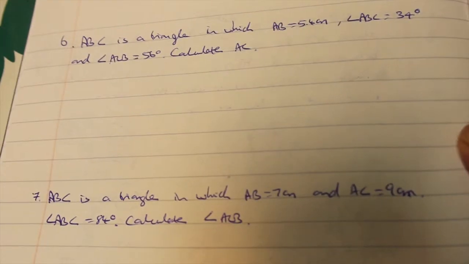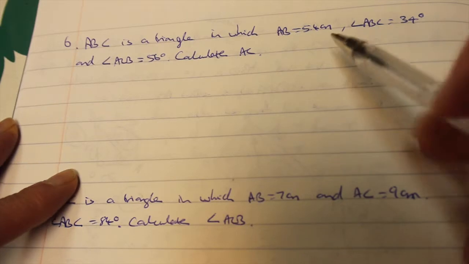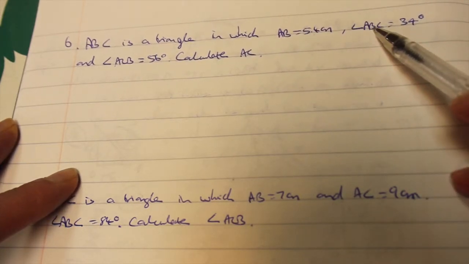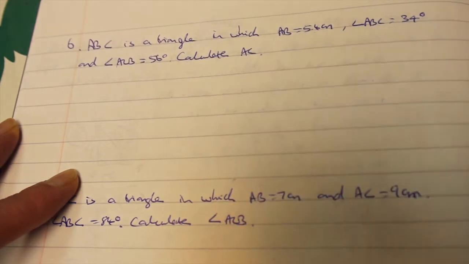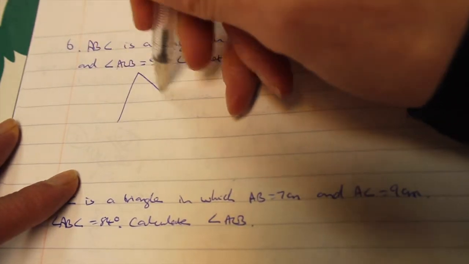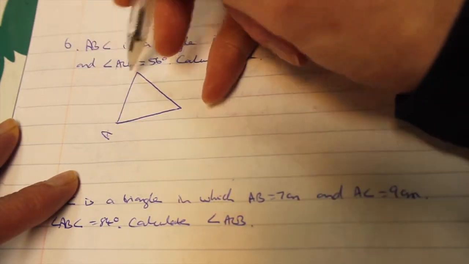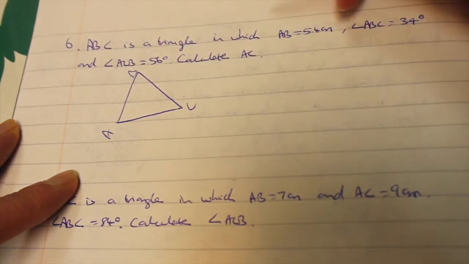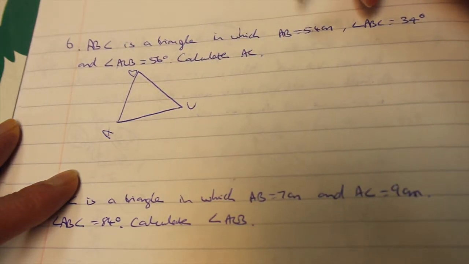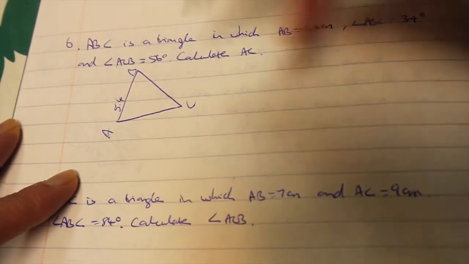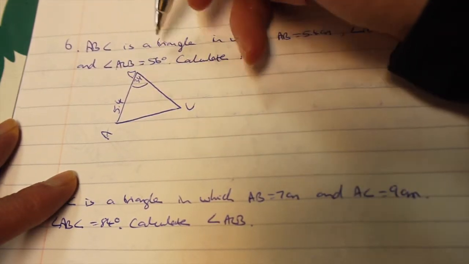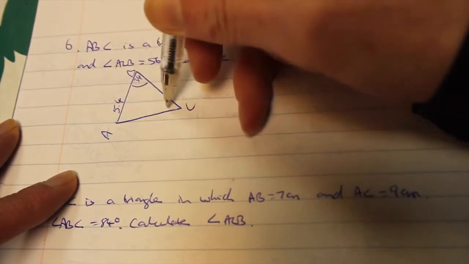Now, the next few examples. ABC is a triangle in which the angle at B is 34. Remember the middle letter tells you what the angle is. The angle at C is 56. It does not tell me it's right angles, so I'll just draw out a triangle with no right angles in it. AB is 5.4. The angle at B is 34. The angle at C is 56.